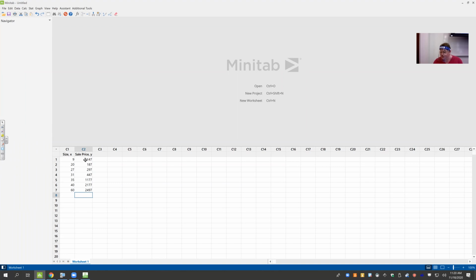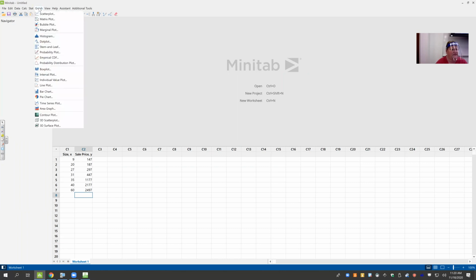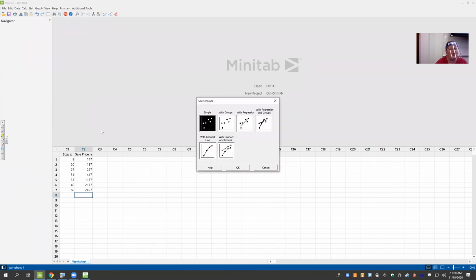And then I want to create a scatter plot, and I'll go back and put the steps back up here for you, but it's fairly simple because a scatter plot is a graph. So I go to Graph, and the first option is Scatter Plot. We're going to keep it simple. I mean, there's lots of different things we can do, but we're going to keep it simple.